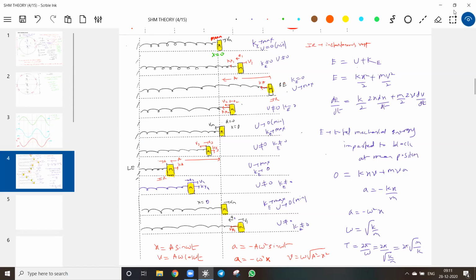Agree this? So with the help of this, we can get all the things that we needed here. So shall we call this as t equal to 0? This as t equal to T by 4. Just wait. Meanwhile, you look at this one.